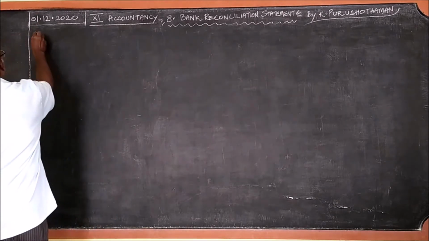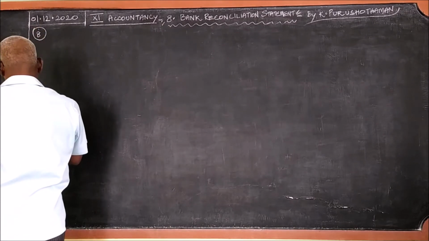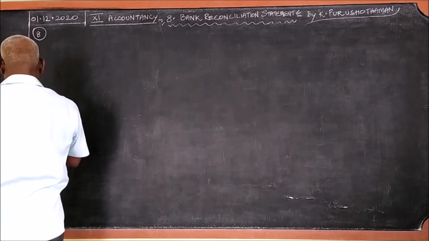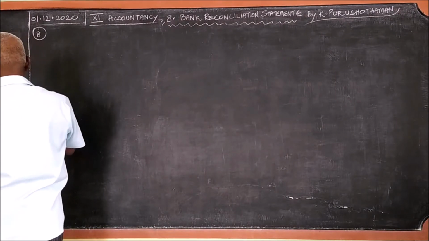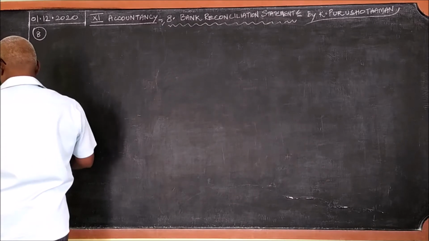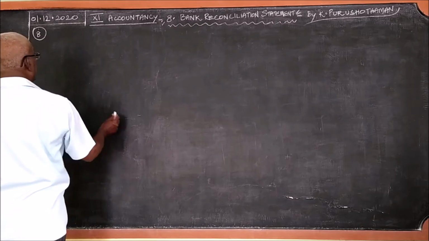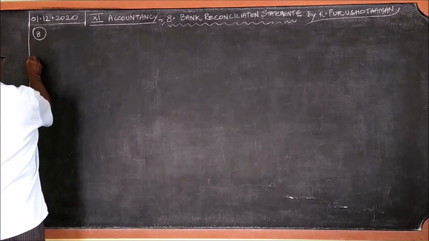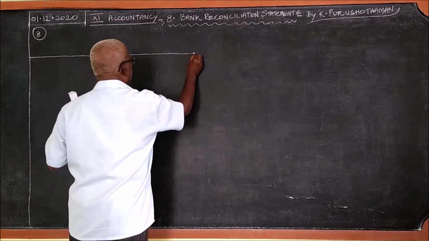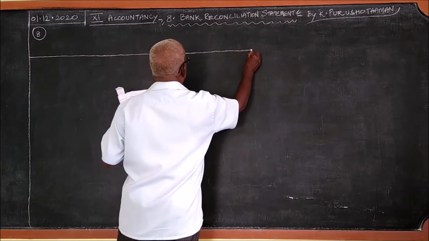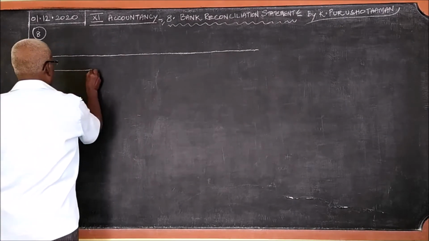Now we shall proceed to problem number 8. Problem number 8 we can see now. In problem number 8, prepare bank reconciliation statement from the following data. There is no date, no name is given. So we can write simply bank reconciliation statement.